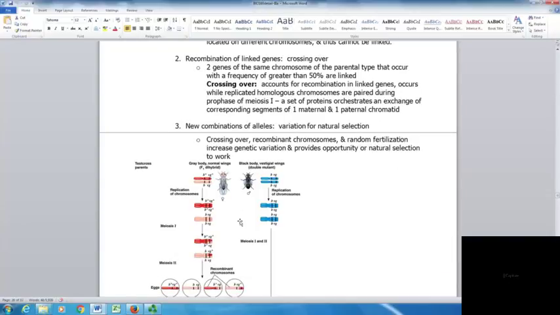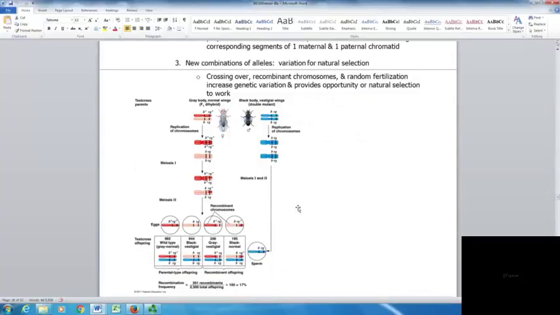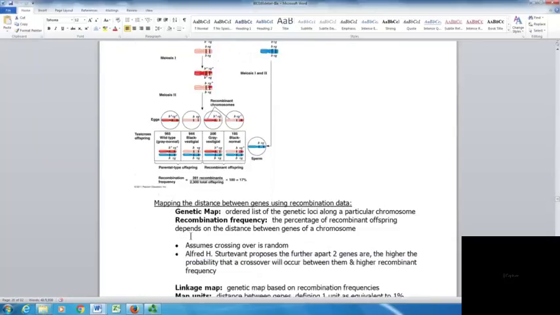Your variations for natural selection are going to come from crossing over, making recombinant chromosomes, and random fertilization. All of these increase genetic variation and provide the opportunity for natural selection to work. What you can see here is that you can have these 4 possible different combinations in the gametes rather than having just 2 possible combinations for the gametes.